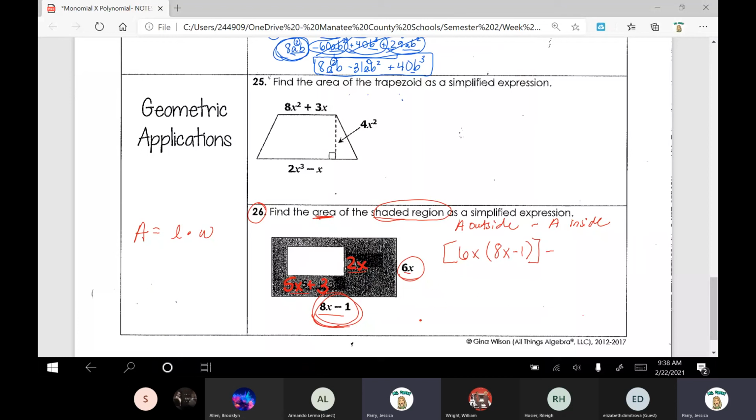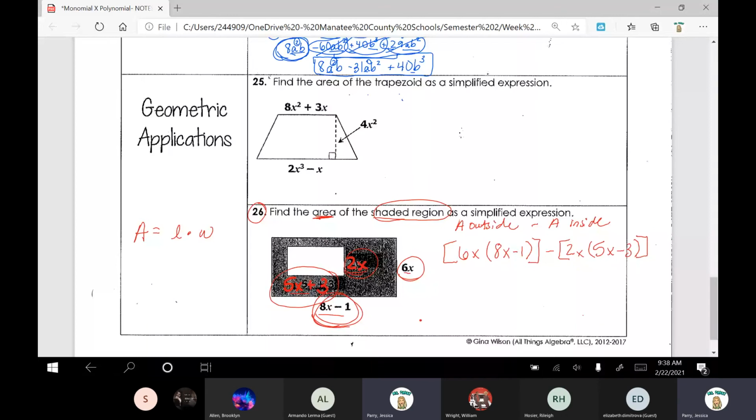Now let's get the inside area. We've got the 2x times this 5x plus 3. So first is the 2x times that whole thing, 5x plus 3. Okay, so then all you gotta do is just simplify.